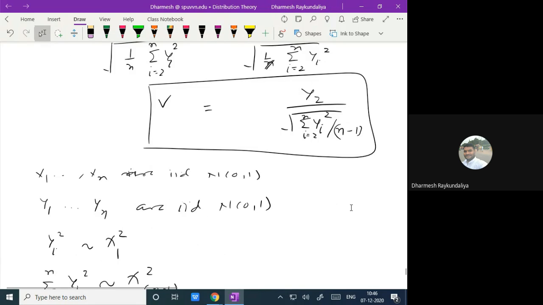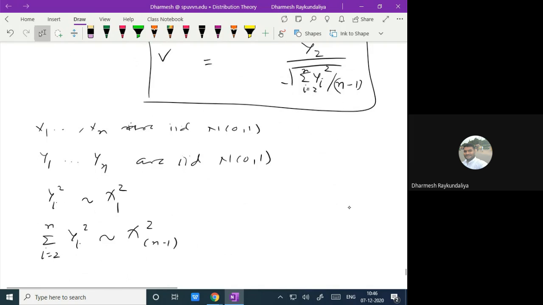Now, if the numerator is normal 0, 1, and the denominator is a square root of chi square divided by the degree of freedom, how many variables are there here? n minus 1, because it starts from 2 to n. Then it should be a t with n minus 1 degrees of freedom.